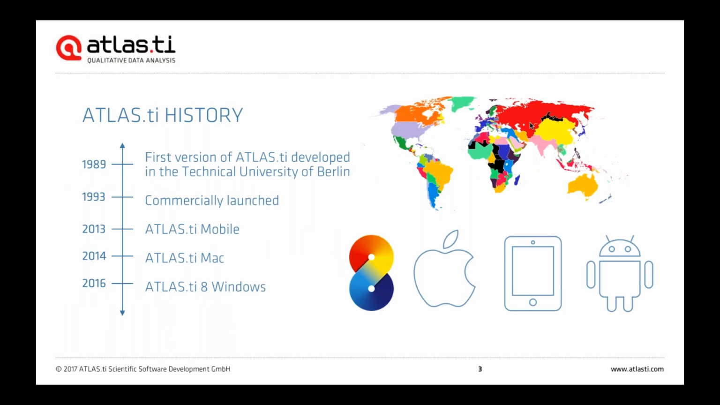And where does ATLAS.ti come from? Well, the first version was developed in the Technical University of Berlin in 1989. And indeed, our headquarters today is in Berlin, but we now also count on offices and users all around the world. So ATLAS.ti has been on the commercial market for well over 20 years now. And today we count on ATLAS.ti for Mac and ATLAS.ti for Windows. Now, if you also have a tablet and you like to work when you're on the go or on the move, you'll find on our website a free ATLAS.ti app so that you can download ATLAS.ti onto your Android or iPad tablet and then also continue analyzing your data from there.